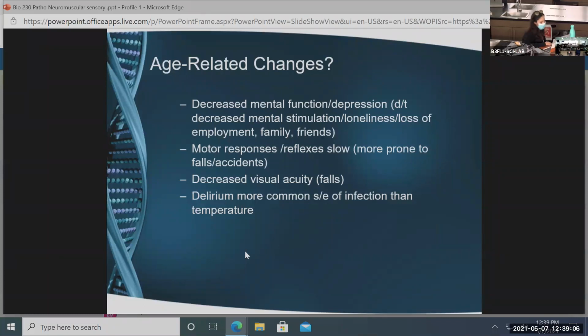These are age-related changes: decrease in mental functions with age, suffering from depression, with decreased mental stimulation, loneliness, loss of employment, loss of family, loss of friends. All these are factors for decreased mental function or depression. Motor responses or reflexes slow, decreased visual acuity, and because of this visual acuity, chances of falls increase with age. Delirium is more common as a sign of infection than temperature.